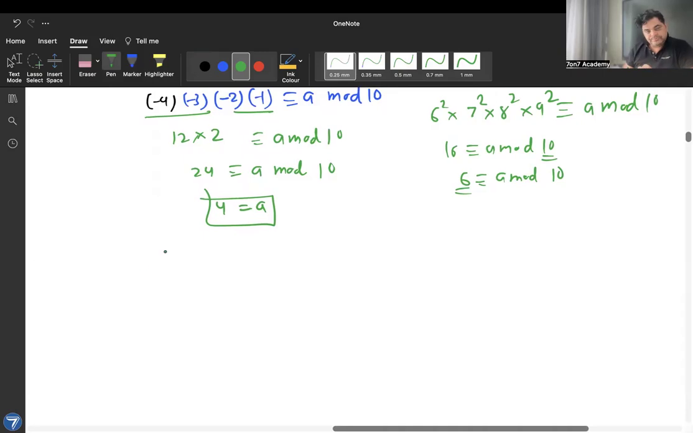Okay, if I have 50 raised to 10,000 congruent to A mod 7, can you tell me what it will be?